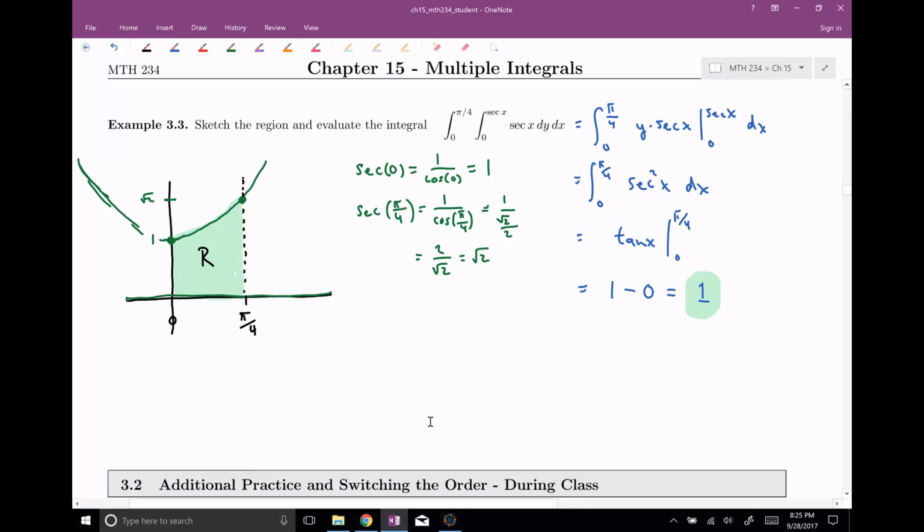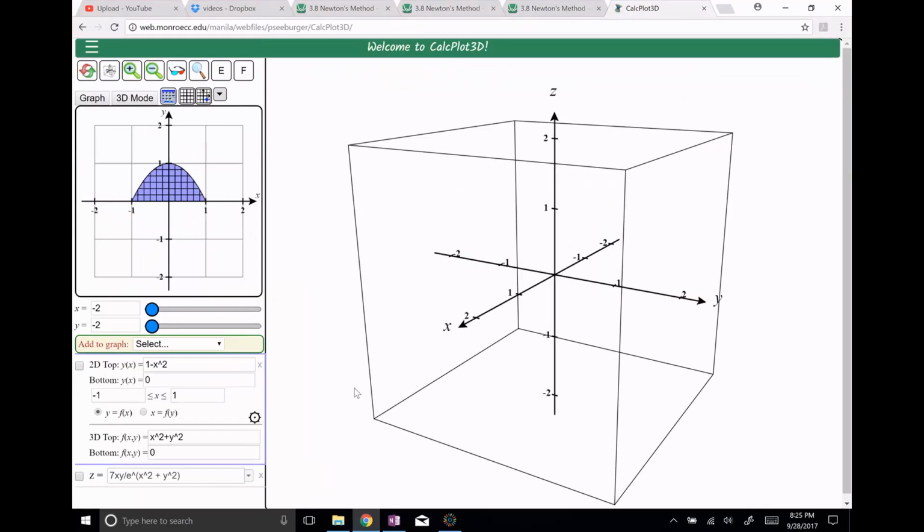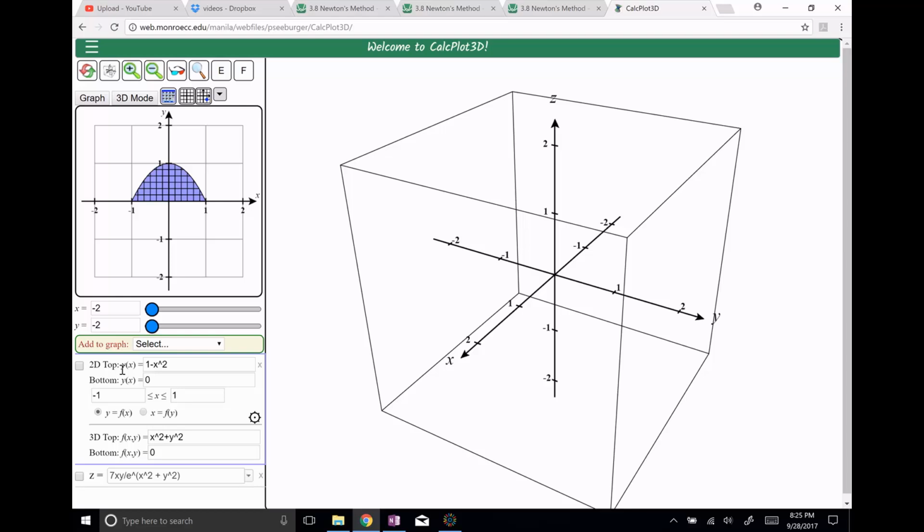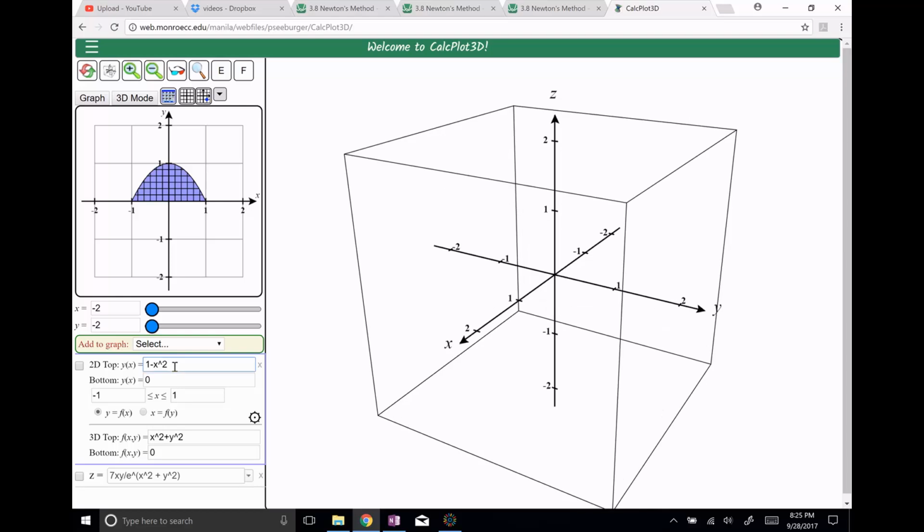Now let's check and see what this looks like really quick. I'm going to bring up the Monroe 3D Calc Plotter. It's always good to see what we're actually calculating here. I added a region here. My bottom in this case is 0, and, oops, sorry, this is my top. My top is secant of x and my bottom is 0. X ranges between 0 and pi over 4.